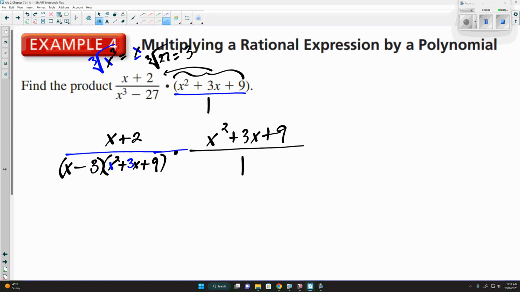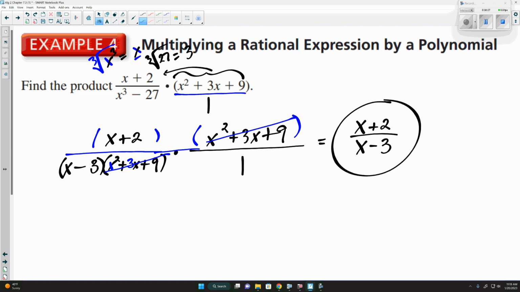So we can connect these here. We can put our parentheses around it. But we know for sure that these two here will cancel, leaving us with what? X plus 2 over x minus 3 as our final answer. Questions on this here?